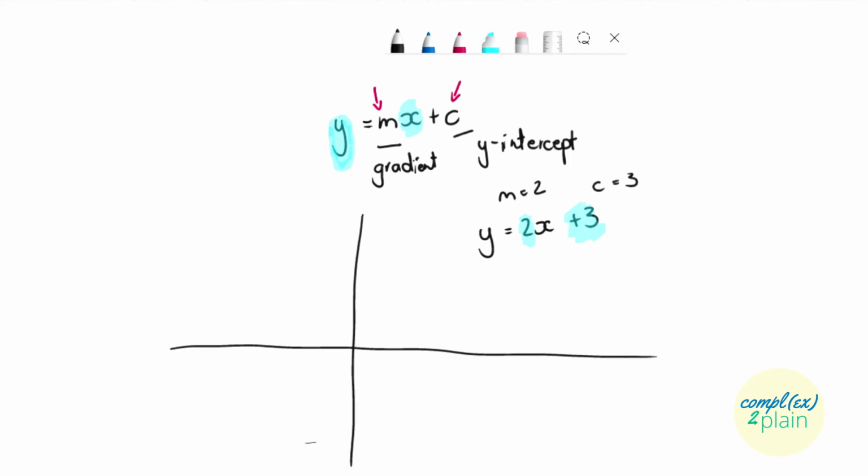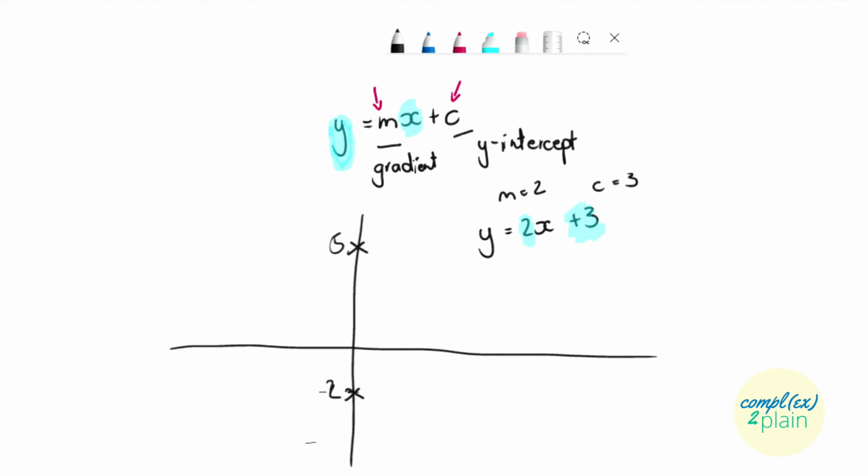And then our y-intercept value just tells us where it crosses the y-axis. So if I've got a y-intercept of 5, then I know it's going to cross there. If I've got a y-intercept of -2, I know it's going to cross the line there.